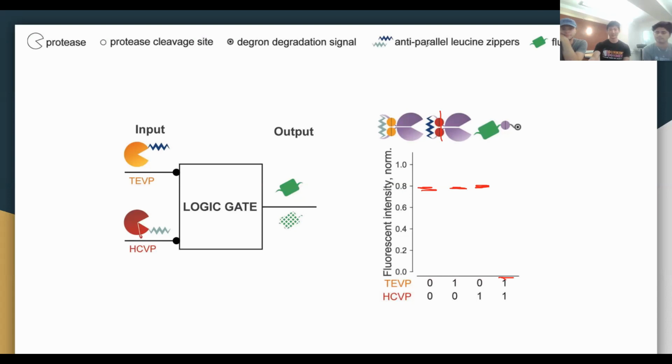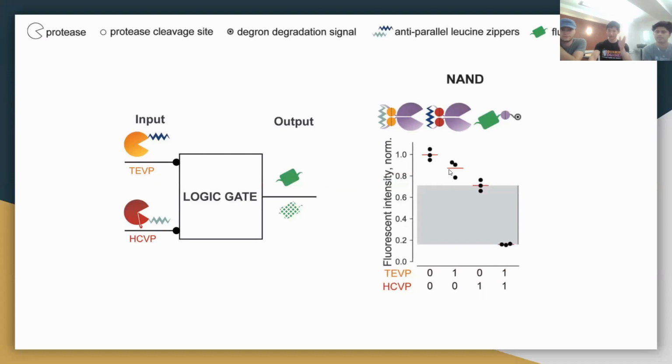So this is protein logic, protein computation. You only get no fluorescence if you have both inputs. It's NAND, the NAND logic. So the NOR and the NAND, where does that come from? I think it's not or and not and. So not and is the opposite of and. Not or, opposite of or.